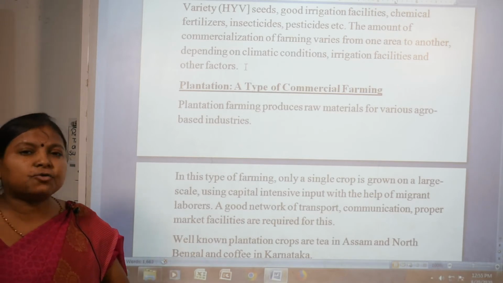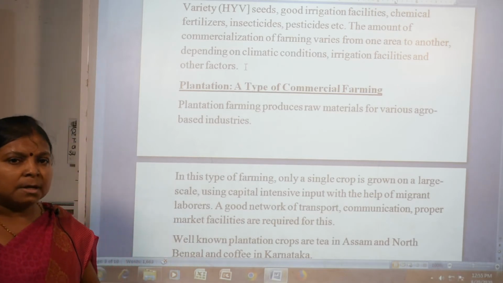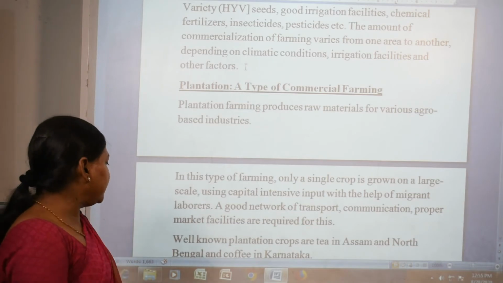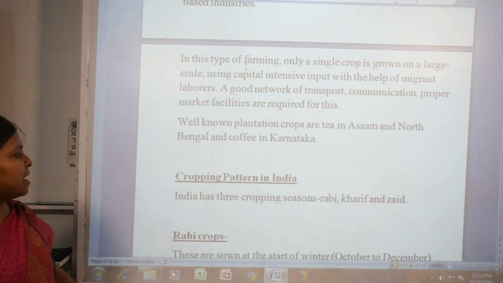Now, well-known plantation crops, as you know, are tea plantation in Assam and North Bengal, and coffee in Karnataka.